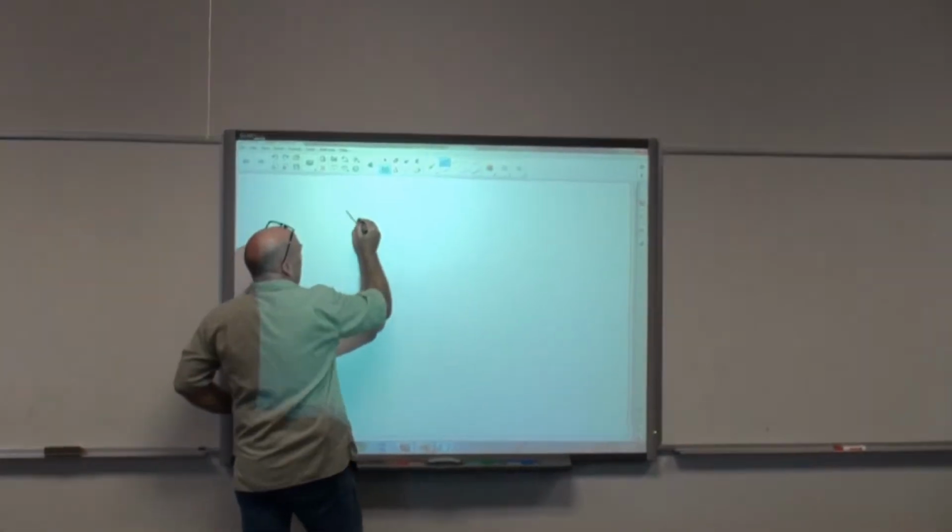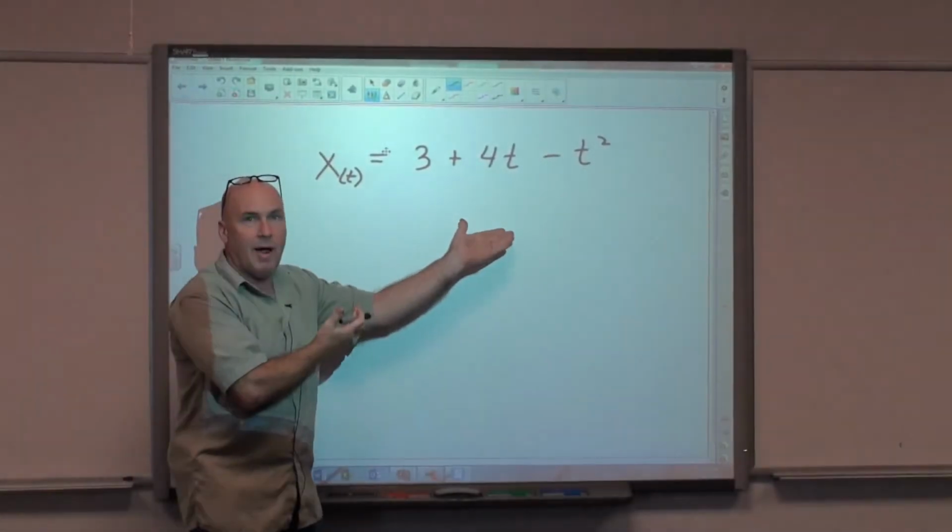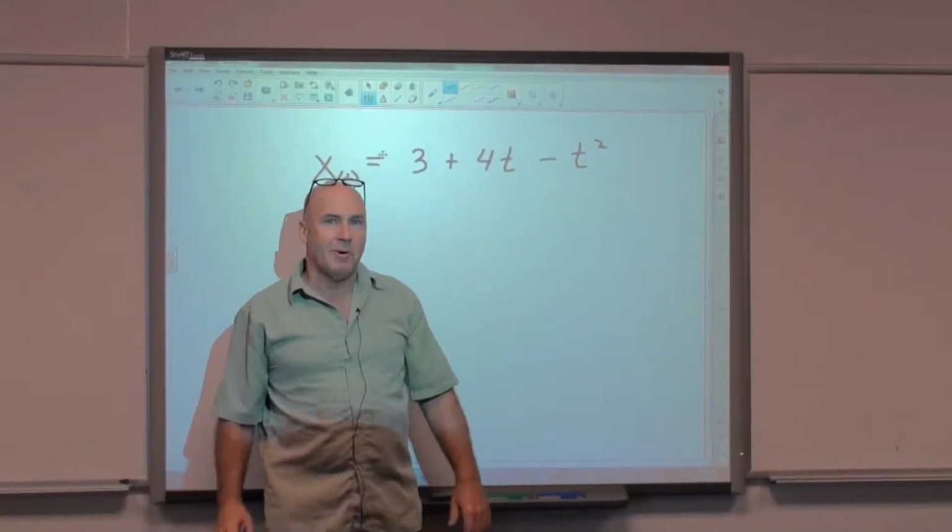You might have said a particle is moving along the x-axis as a function of time with the following equation. It came out to look like this: x = 3 + 4t - t squared. And this formula, this quadratic, described the motion.